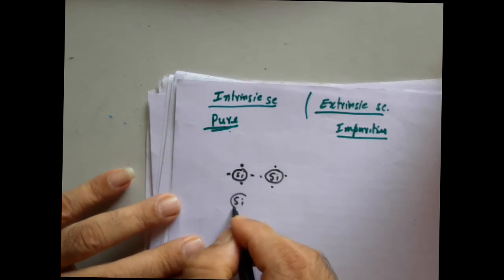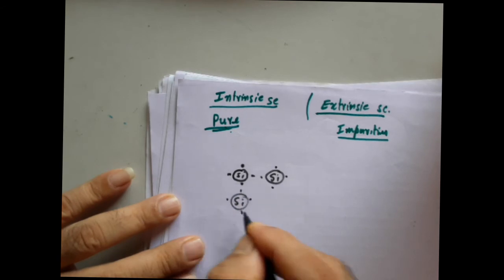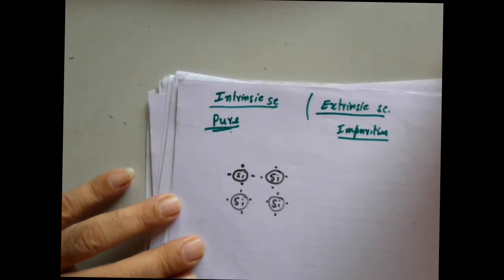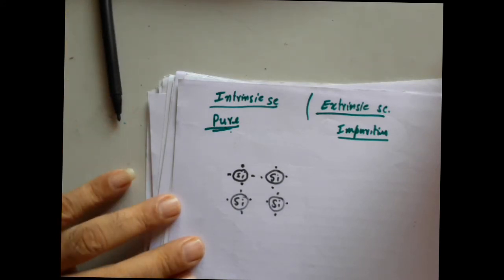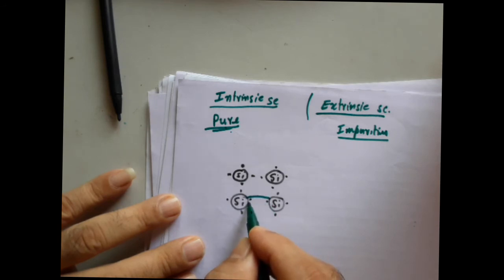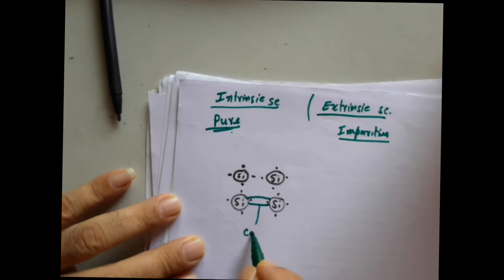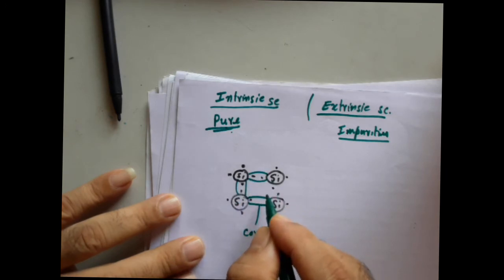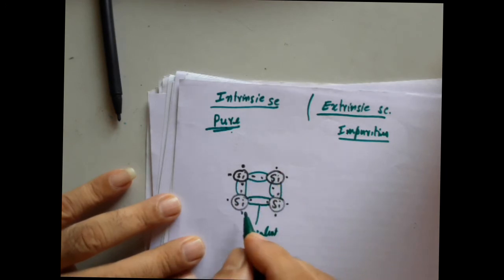There is one more silicon atom here, which has 4 electrons. Like that, I can take as many atoms as needed. Every one electron of one atom is going to bond with the neighboring electron. So this is called a covalent bond. This is the covalent bond between the two electrons.